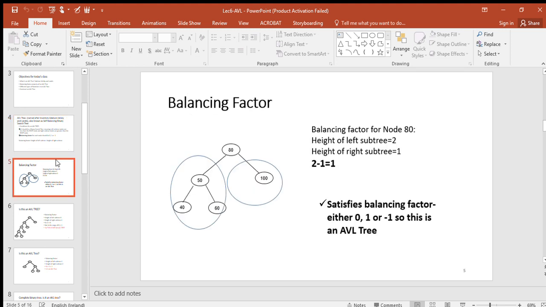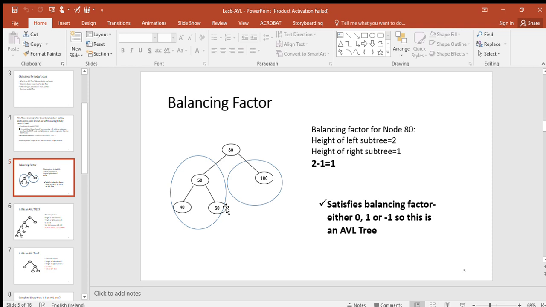For example, we have a tree here. Now 80 is the root. On the left hand side, all the nodes are less than 80. On the right hand side, all the nodes are greater than 80. So let's calculate the balancing factor for each node. We know that the leaf nodes have 0 balancing factor because they don't have any further nodes.